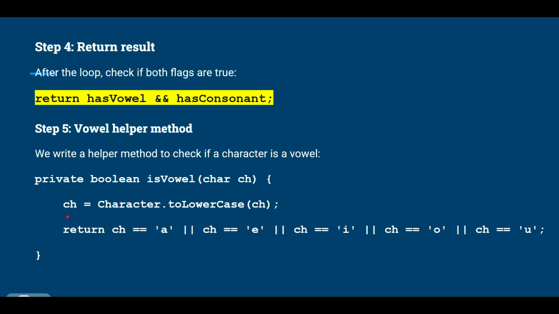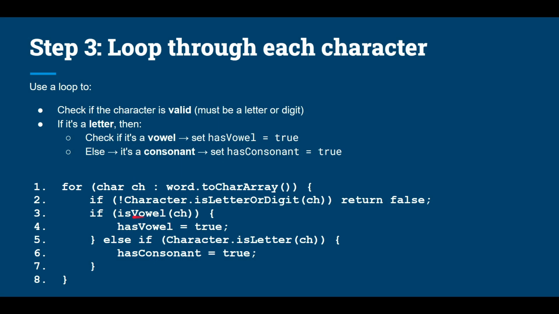So we'll check the character, we'll convert it into lowercase, whether the letter given is upper or lowercase, and we'll check this condition: a, e, i, o, u. If any one of these conditions is matched, we return true. If not, return false. That is why when we are checking here, we are writing if is vowel. So this method will return true or false for the given current character.